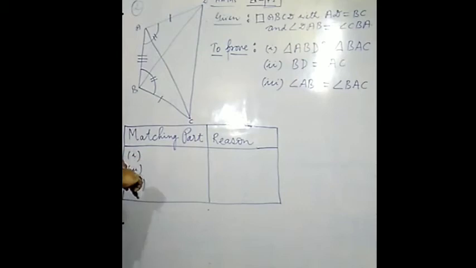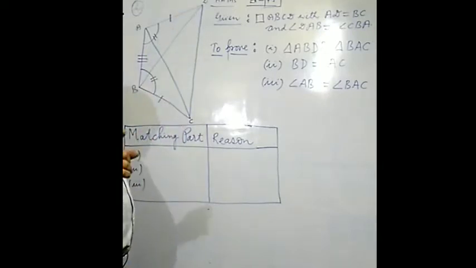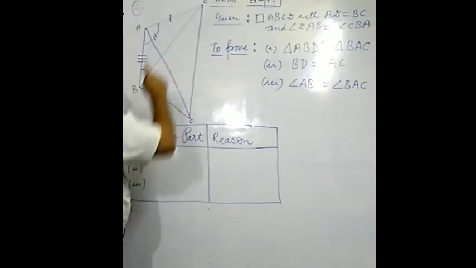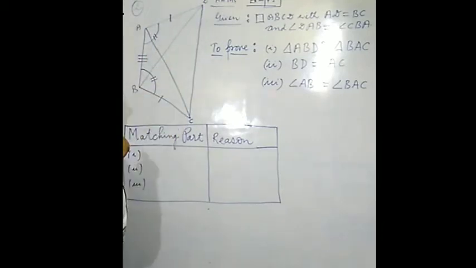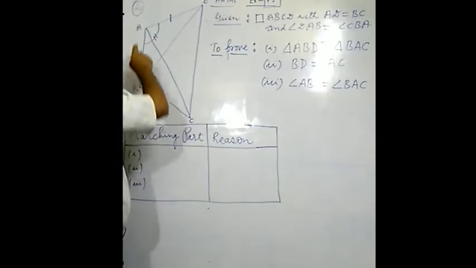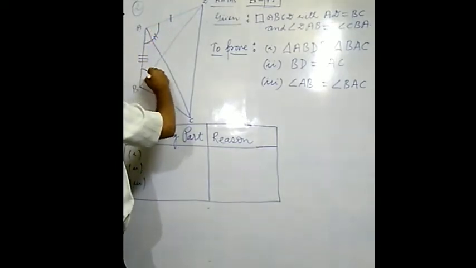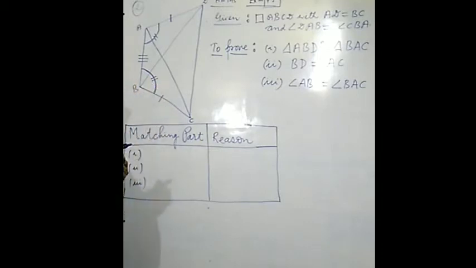Students, this one is question number 2. What is given in question number 2? Try to follow. A quadrilateral ABCD is given, in which side AD is equal to side BC. Second information given: angle BAD equal to angle ABC, means the angle from here to there equal to the angle from here to there. This much information is given.